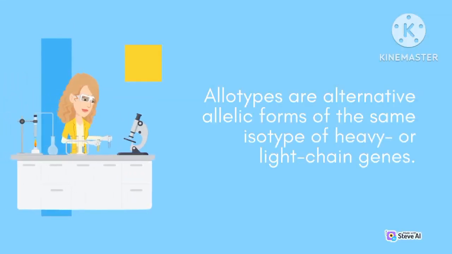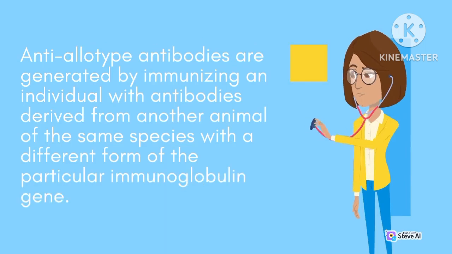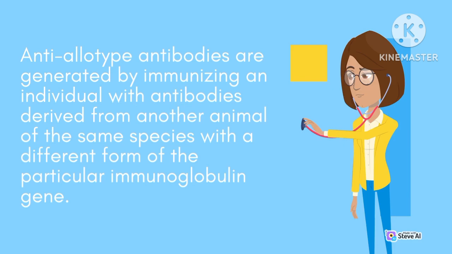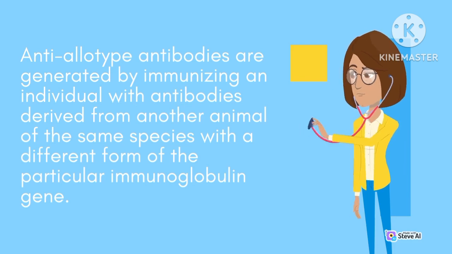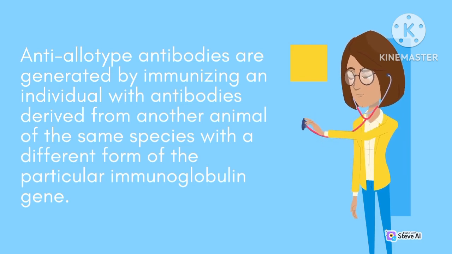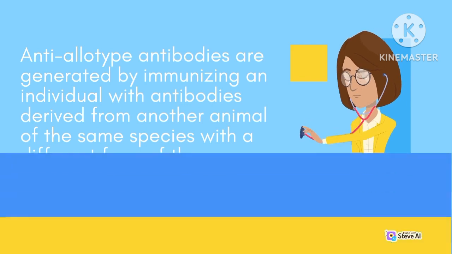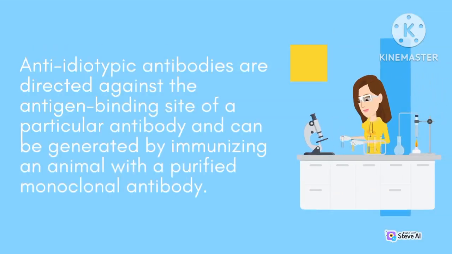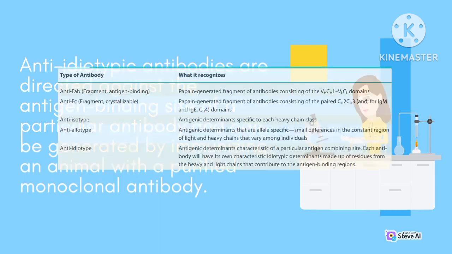Allotypes are alternative allelic forms of the same isotype of heavy or light chain genes. Anti-allotype antibodies are generated by immunizing an individual with antibodies derived from another animal of the same species with a different form of the particular immunoglobulin gene. Anti-idiotypic antibodies are directed against the antigen binding site of a particular antibody and can be generated by immunizing an animal with a purified monoclonal antibody.